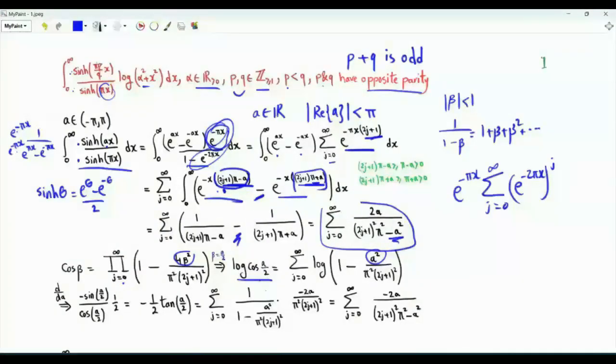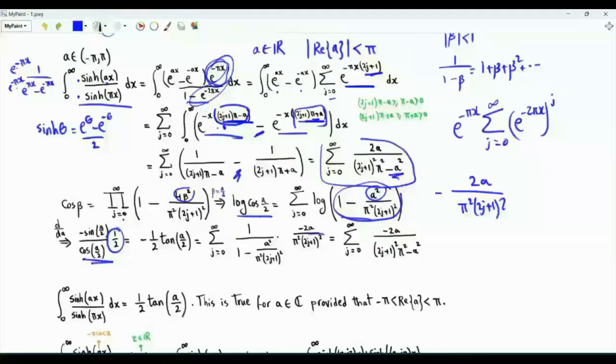Differentiate both sides with respect to a. We get 1 over cosine a over 2. And then by the chain rule, the derivative of cosine is minus sine. And since we have a over 2, we also have 1/2. The derivative on the left-hand side is minus 1/2 the tangent of a over 2. On the right-hand side, we have 1 over this quantity here. Then by the chain rule, we get minus pi squared times 2j plus 1 squared in the denominator. Upstairs, we get 2a. Multiplying this part by that part, we get this sum here.